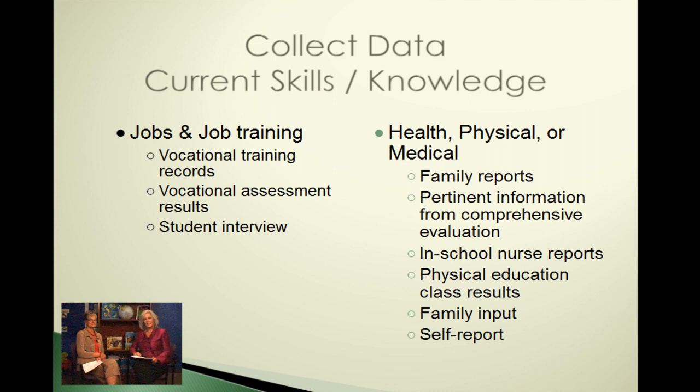Health physical, again, family reports, pertinent information that might have been used in the comprehensive evaluation. That's one of the places often where medical information comes into play. School nurse reports might be a good source for looking at whether or not there are any health concerns that you need to be considering in writing the IEP. Physical education class results is another place to look for some of this physical and health involvement. Does the child get tired easily in PE or have excuses for skipping PE? And finally, the self-report from the student.